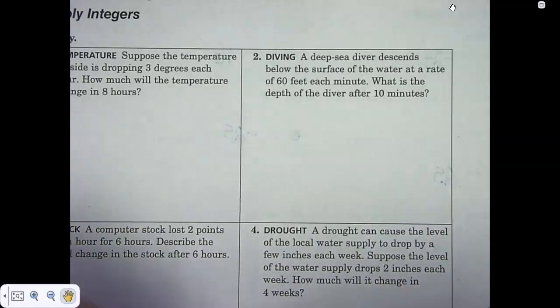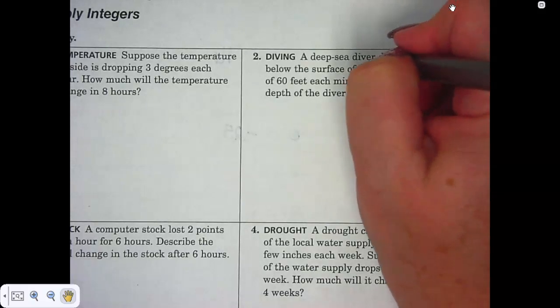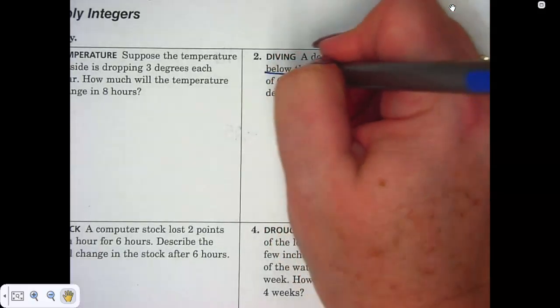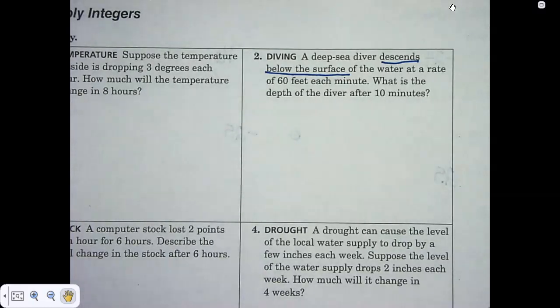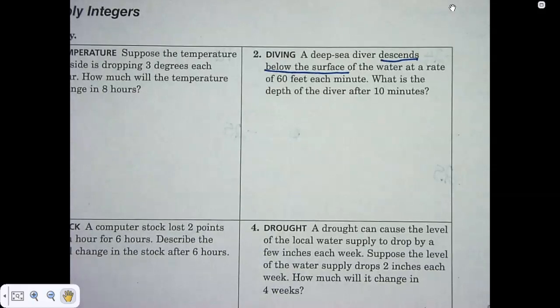Diving. We're going to try number 2. A deep sea diver descends below the surface of the water at a rate of 60 feet per minute. What is the depth of the diver after 10 minutes? So we've got to first decide if we've got some positives or negatives here. Is that 60 going to be positive or negative? What do you think, Mackenzie?